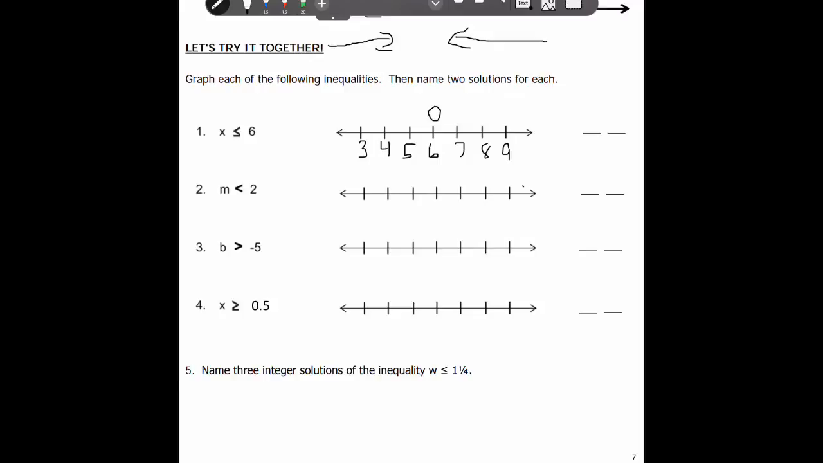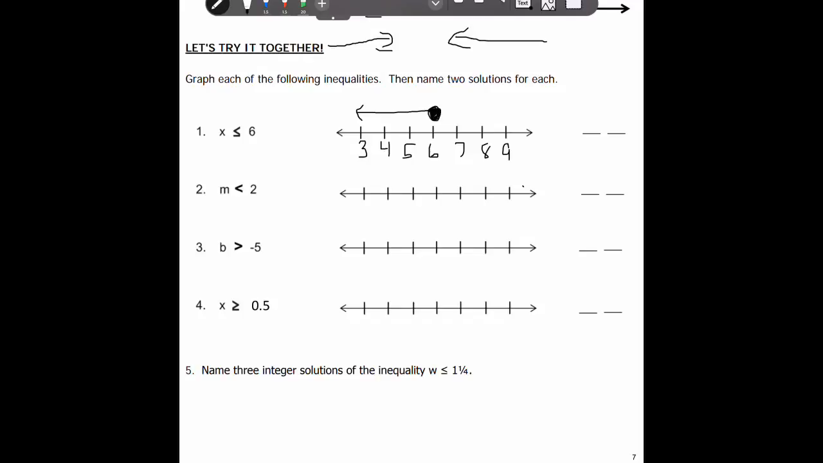Well, looking over at the question, it's a less than or equal to symbol, so we need to fill in this circle. Now we just need to decide which way our arrow is going to be pointing. I look at my symbol again, it's the less than or equal to symbol, so we're going to be drawing a ray to the left from the circle. Like so.